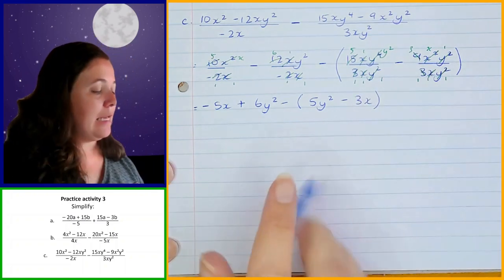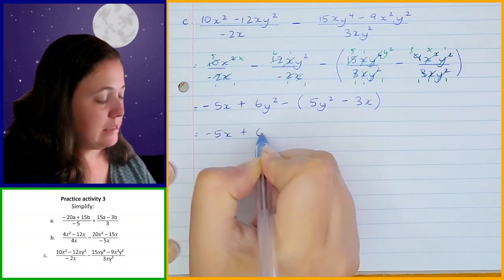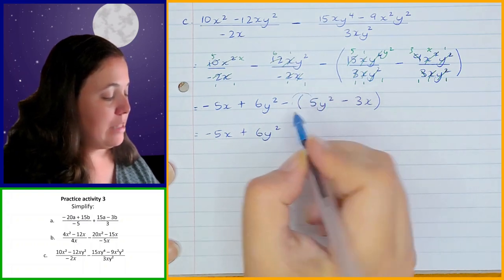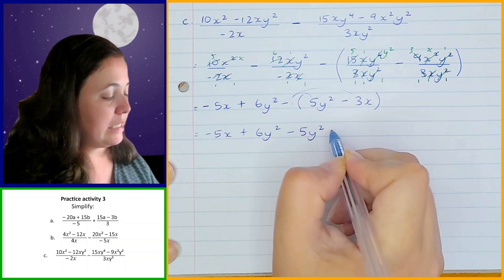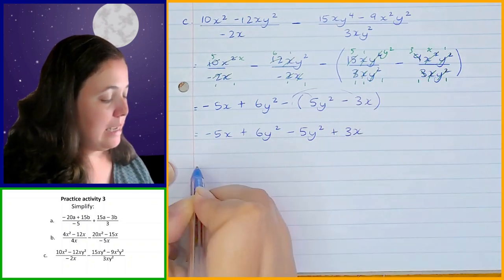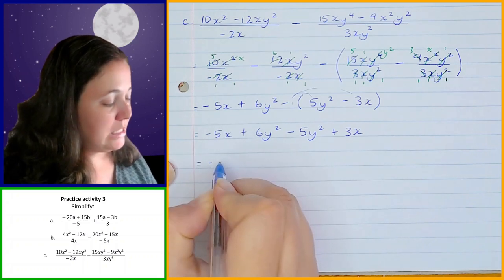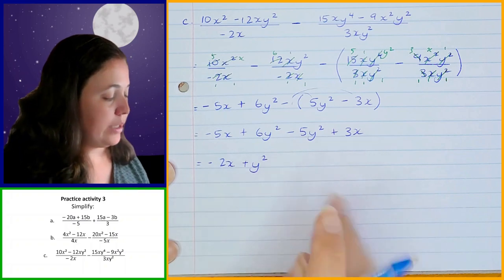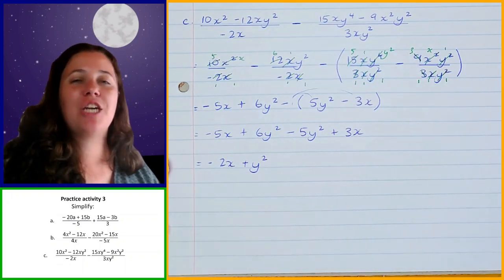Now I'm going to get rid of those brackets. So I've got minus 5x plus 6y squared. Now multiply the negative 1 in there, and that gives me minus 5y squared. Multiply the negative 1 there, that gives me plus 3x. And that, when I simplify my like terms, I'm going to end up with negative 2x plus y squared. And that's what you should have got for question C. And that is how you divide polynomials by monomials.